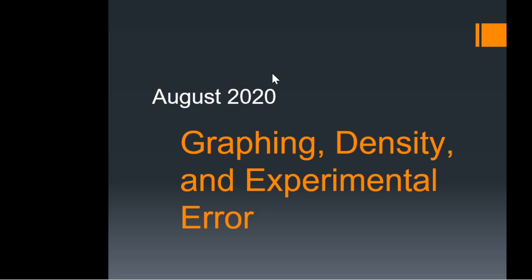All right, so let's get started. Graphing, density, experimental error. I'm going to pull on a lot of prior knowledge from you guys. So try to remember what you learned in Math 1. Try to remember what you learned in biology. Try to remember what you learned in 7th and 8th grade science, even in elementary science. A lot of this stuff you've had a couple times, so you might remember learning it.